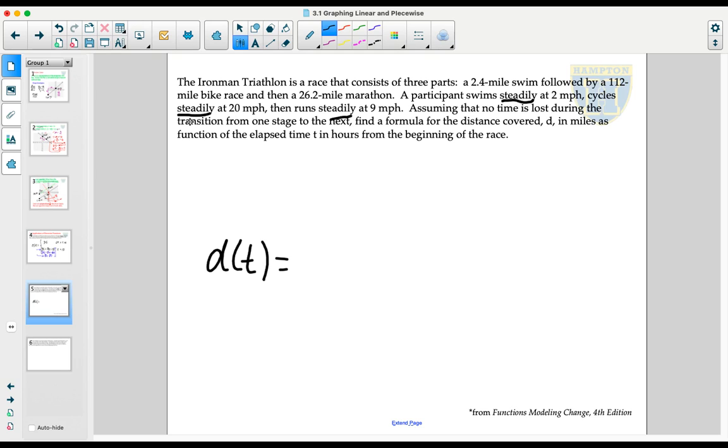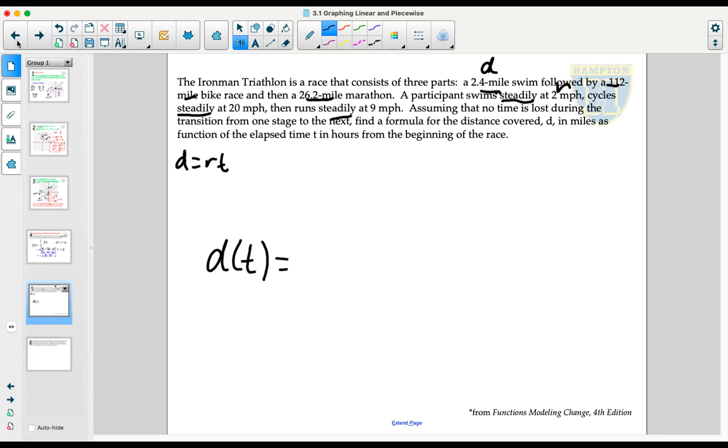This would be an incredibly difficult question and a totally different learning experience if the participant was not steadily swimming, cycling, and running at the speeds that were suggested. Lastly, while they gave us the distances for each section of the person's participation, what they did not give us was the amount of time it would take each person. And that's where distance equals rate times time comes in. Telling us the distance that the person had to travel and the rate at which the person was traveling was a backhanded, secretive way of setting up the domain of this piecewise function.